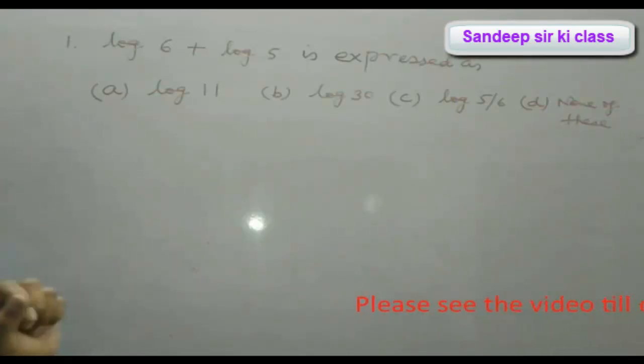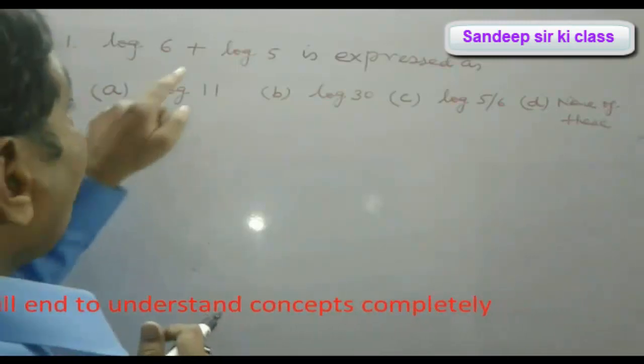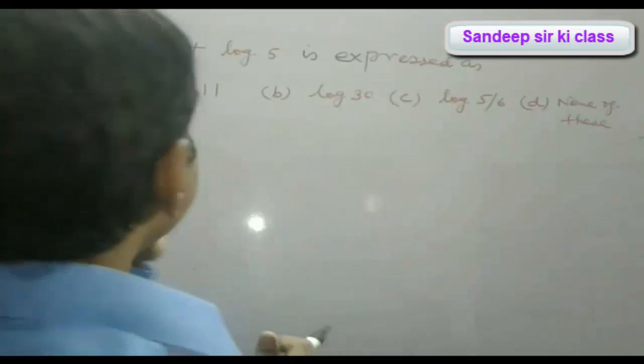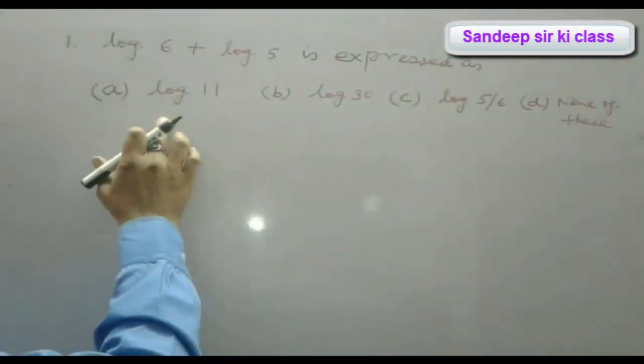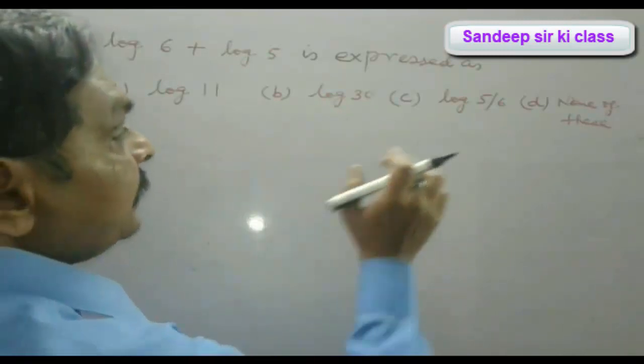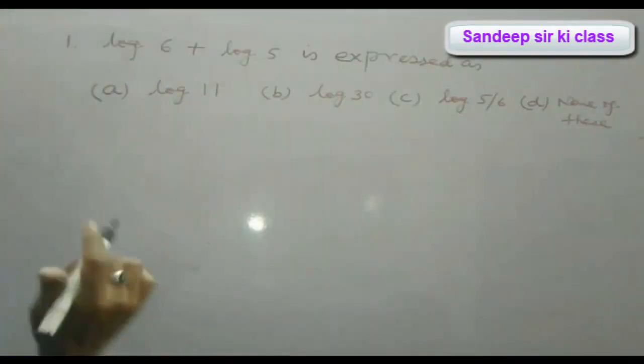Now let us start with the exercise. Question number 1 is that log of 6 plus log of 5 is expressed as: option A is log 11, option B is log 30, C is log 5 by 6, D is none of these.